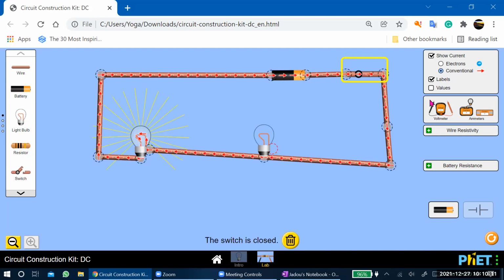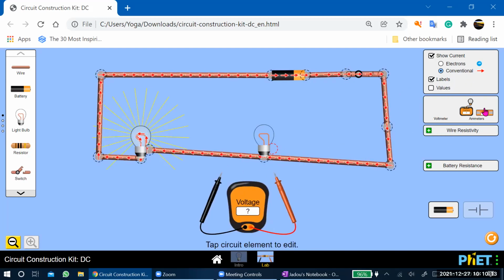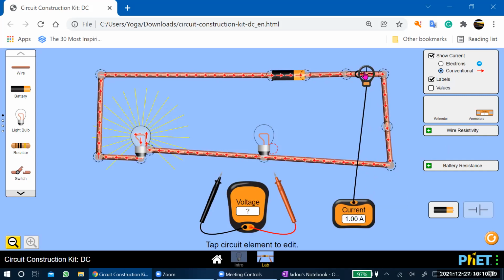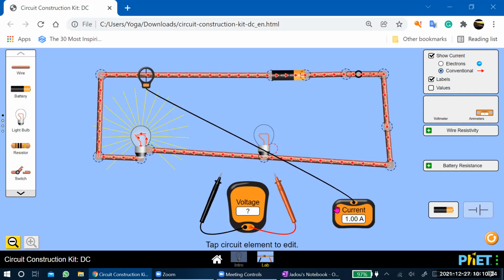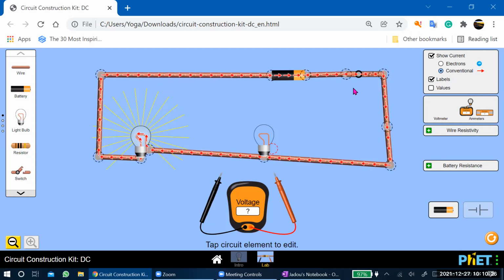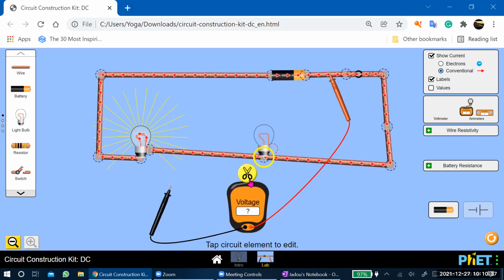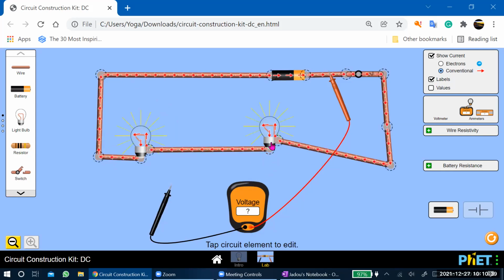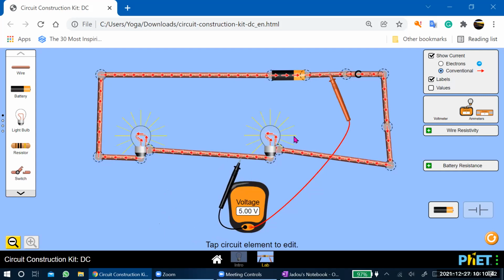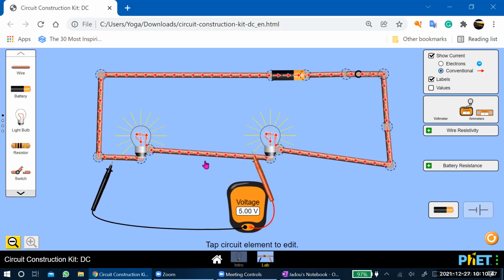If we close the circuit and we check, first of all, the current will be equal since it's only one loop. At any point in this loop, the current will be 1 ampere, no difference at all. If you take a look at the ammeter, in a series connection the current will be the same. Concerning the voltage, across the main battery it is 10. Can you see something wrong here? I'm connecting this one in the wrong way. The voltage across the first lamp will be 5, and across the second lamp also 5.